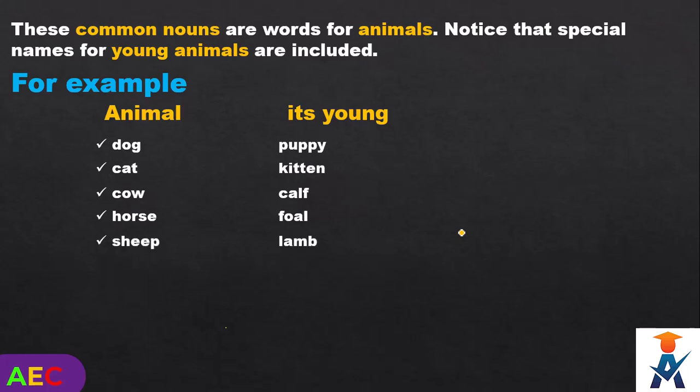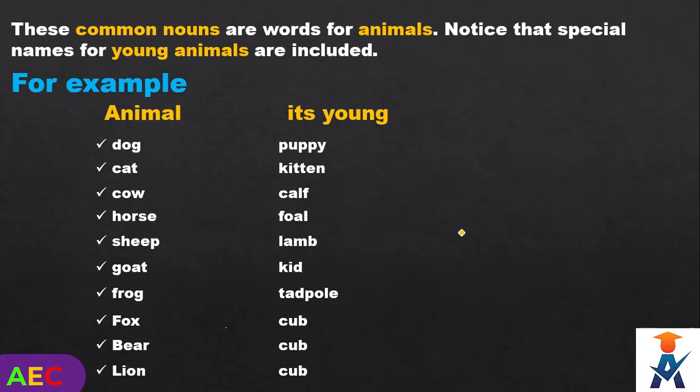Sheep and its young, lamb, are common nouns. Goat and its young, kid, are common nouns. Frog and its young, tadpole, are common nouns. Fox and its young, cub, are common nouns. Bear and its young, also cub, are common nouns. Lion and its young, cub, are common nouns.